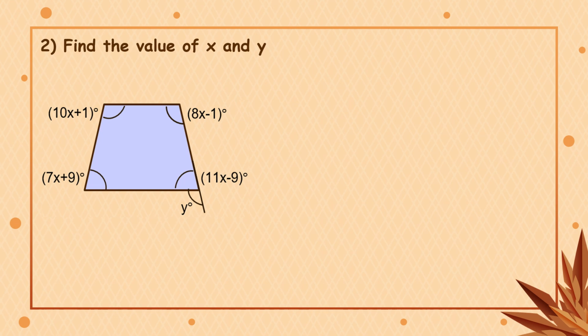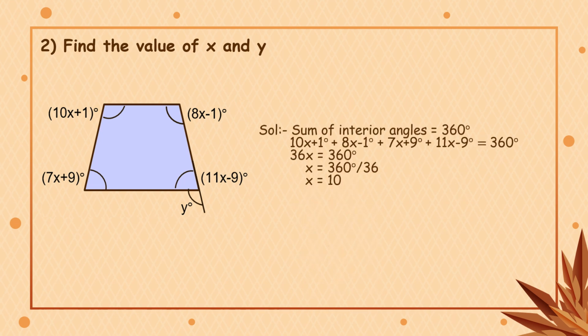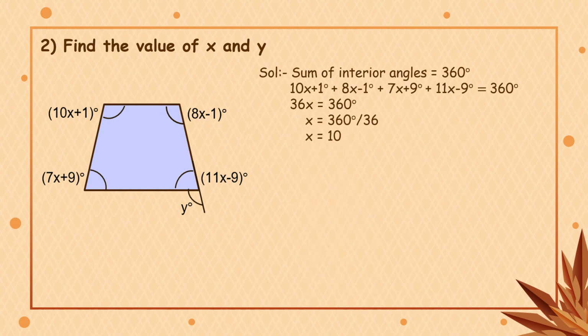How will you find out the x value? Yes, again we are going to use the interior angle sum property, as all those four angles are lying inside the quadrilateral. See, add those four angles and equate it to 360 degree. And now add the variables first. 10x plus 8x, 18x. Then 18x plus 7x is 25x. 25x plus 11x is 36x.